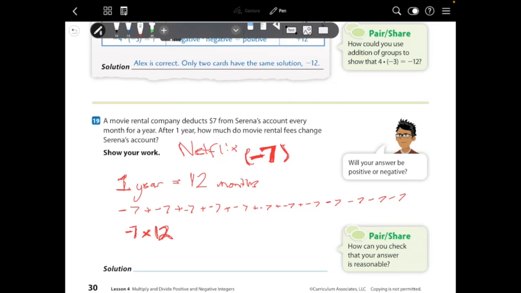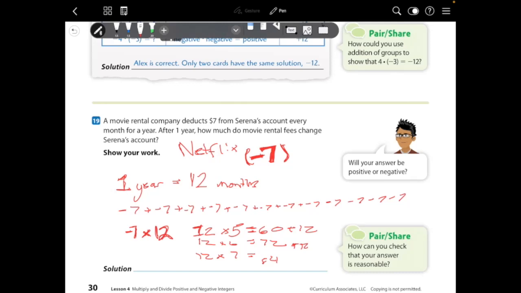-7 times 12, well, I know 12 times 5 is equal to 60, right? And 12 more added onto that is the same as 12 times 6, which is 72. If I added 12 onto that, I would get 12 times 7, which is equal to 84. So our answer would be she is charged $84.